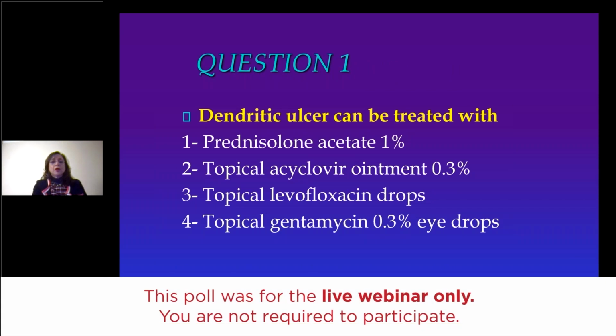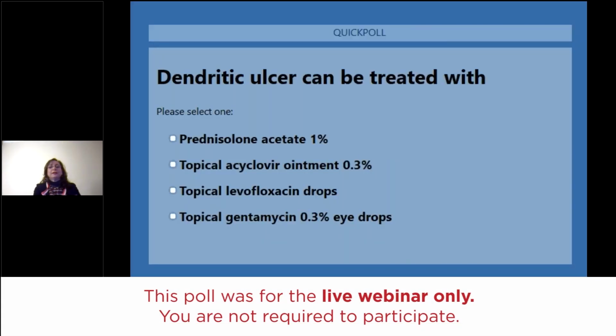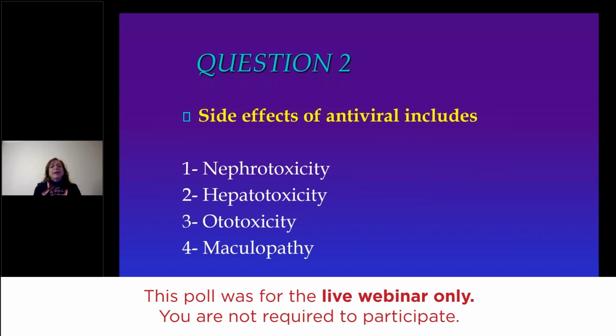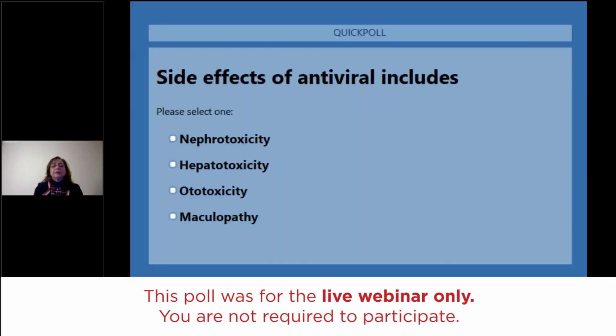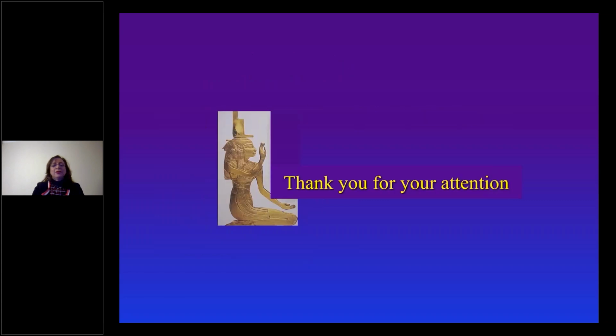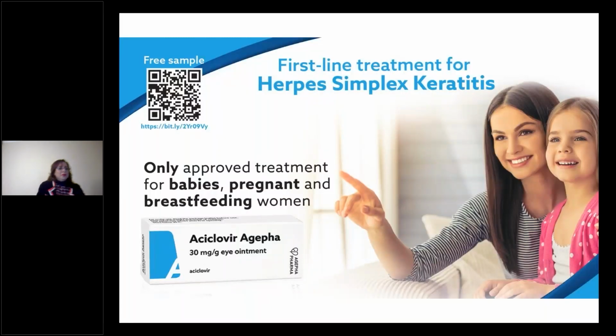So again, we go back to questions, the same questions again. Dendritic ulcer can be treated with prednisolone acetate drops, topical acyclovir ointment, topical levofloxacin drops, topical gentamicin drops. Excellent. So it is topical acyclovir ointment. Perfect. And again, side effects of antivirals include nephrotoxicity, hepatotoxicity, ototoxicity, maculopathy. Excellent. Thank you very much. And we'll go back to the questions now.